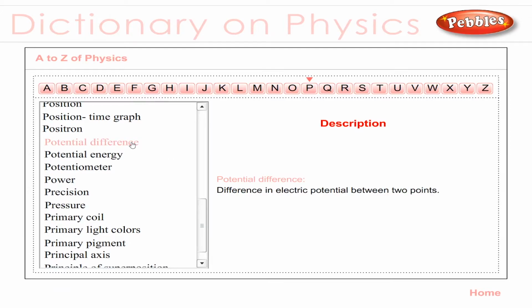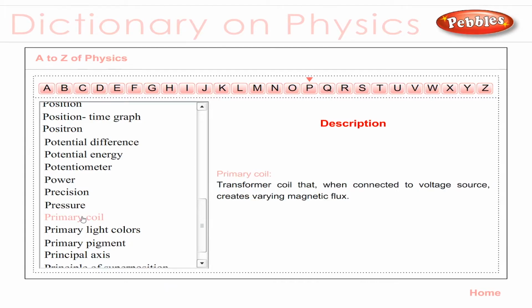Potential difference. Difference in electric potential between two points. Potential energy. Energy of object due to its position or state. Potentiometer. Electrical device with variable resistance, rheostat. Power. Rate of doing work, rate of energy conversion. Precision. Degree of exactness in a measurement. Pressure. Force per unit area.